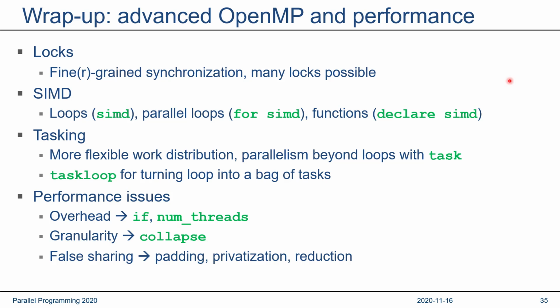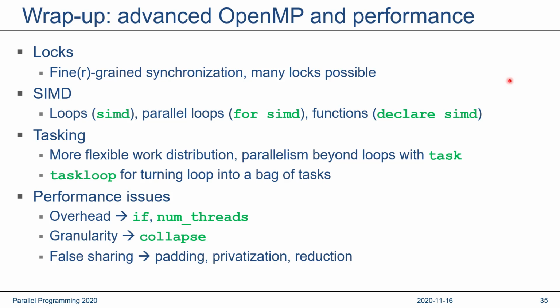Tasking allows you to do more flexible work distribution. It goes beyond loops with the task construct, and taskloop allows you to turn loops into a bag of tasks. So taskloop is the bridge between loop parallelism and task parallelism. We also covered some performance issues, so overhead, how to reduce overhead. You could just eliminate parallel execution if that costs too much with the if clause. You can also set the number of threads with the num_threads clause. If granularity is the problem and you have perfect loop nests, you can use the collapse clause to coalesce perfect loop nests into long loops that are easier to load balance than short loops.